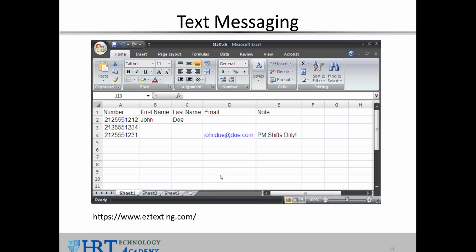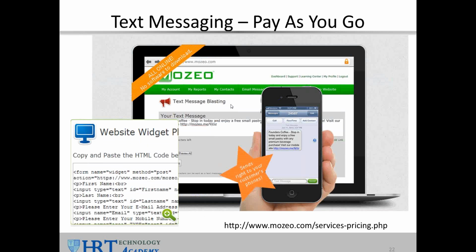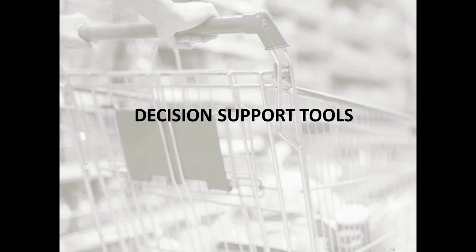Yep, exactly. So that's really what we're showing here. You can have employees opt into text messaging alerts. That's really what this page is showing. So that's really the end of our section on mobile applications and text messaging capabilities. Now we're going to jump into decision support tools.